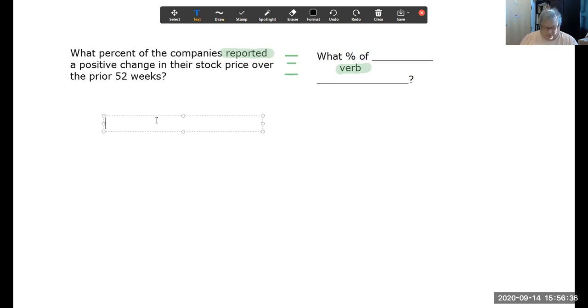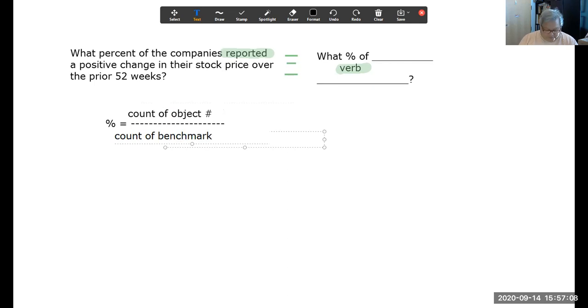A percentage is essentially going to be a ratio of one number divided by another. And these numbers are going to be numeric counts. The count on the top is going to be called the count of the object of the question. So it's going to be a number. And then what goes on the bottom of the fraction will also be another count, the count of the benchmark or the point of reference. So a benchmark is a point of reference and an object is what we're actually trying to count. So a percentage will always have this structure.